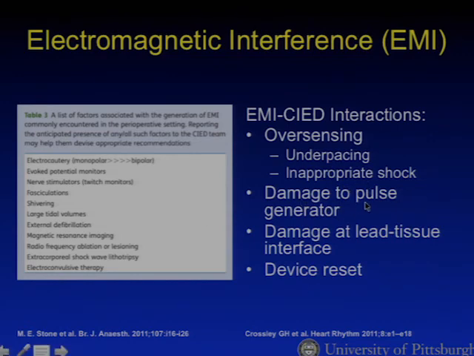Significant damage to the pulse generator is unlikely with some of these forms of EMI, but more likely with others. And it's also possible to have damage at the lead tissue interface, which would affect the patient's pacing thresholds. And it's also possible to have unpredictable responses of the device from external energy applied to it.